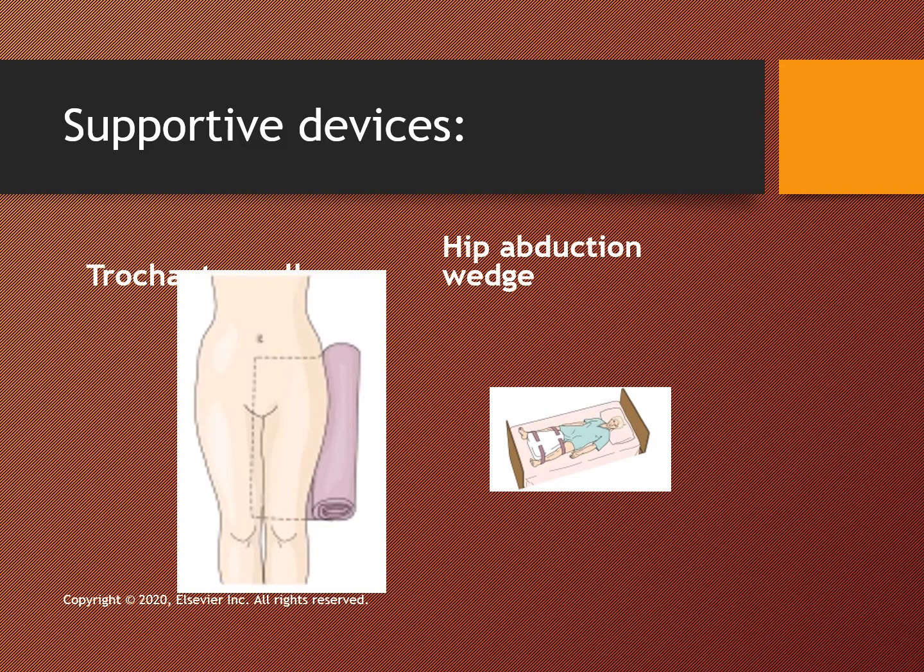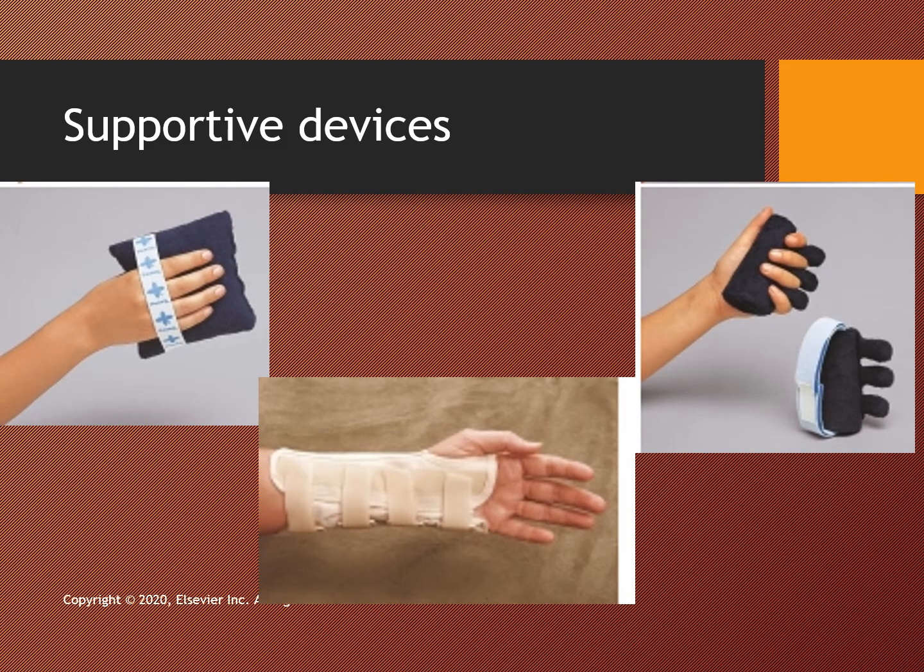Trochanter roll. Then you have the supportive devices where you have the hand grip, in the middle is a splint, and then the finger cushion. On slide 12, the trochanter roll is made from a bath blanket and extends from the hip to the knee, and the right side is the hip abduction wedge.